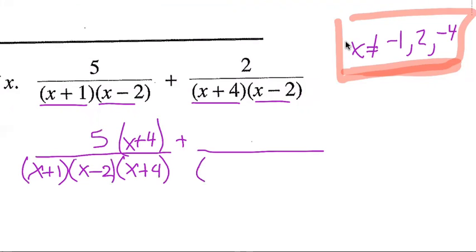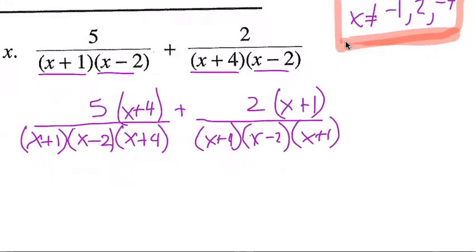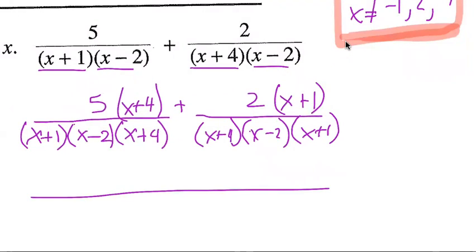Same with the other side. This was x plus 4. This was x minus 2, already there. And I need to multiply in the x plus 1. So I'm going to multiply in the x plus 1. The 2 was already there. Now my common denominator has all 3 of these things.